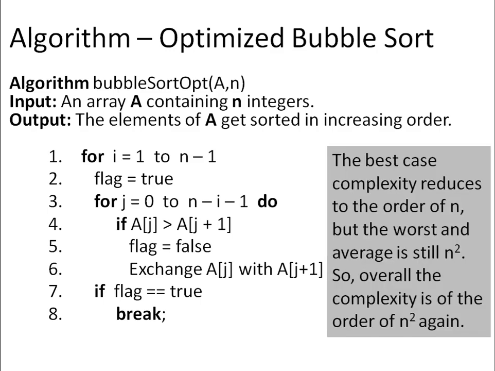This bit of change in the procedure reduces the complexity of the best case to linear, that is, when the elements are already sorted, the algorithm is going to take a linear amount of time. But the complexity of the average as well as the worst case still comes out to be of order n squared.